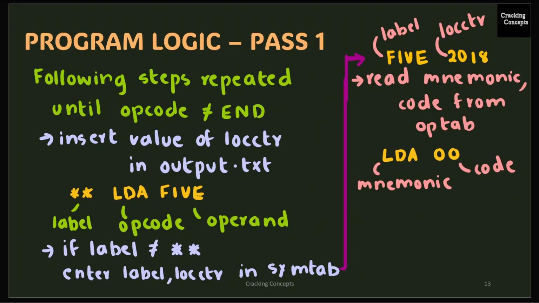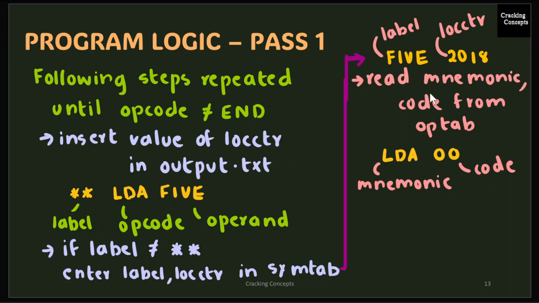Next, these are the steps to be repeated until the opcode is end. The location counter value is recorded when each statement is read out. And we check here if there is any label or not. So since there is no label there, it's marked with an asterisk, 2 asterisks. So we check if the label is not an asterisk, we'll enter the label and the location counter value to the symtab.